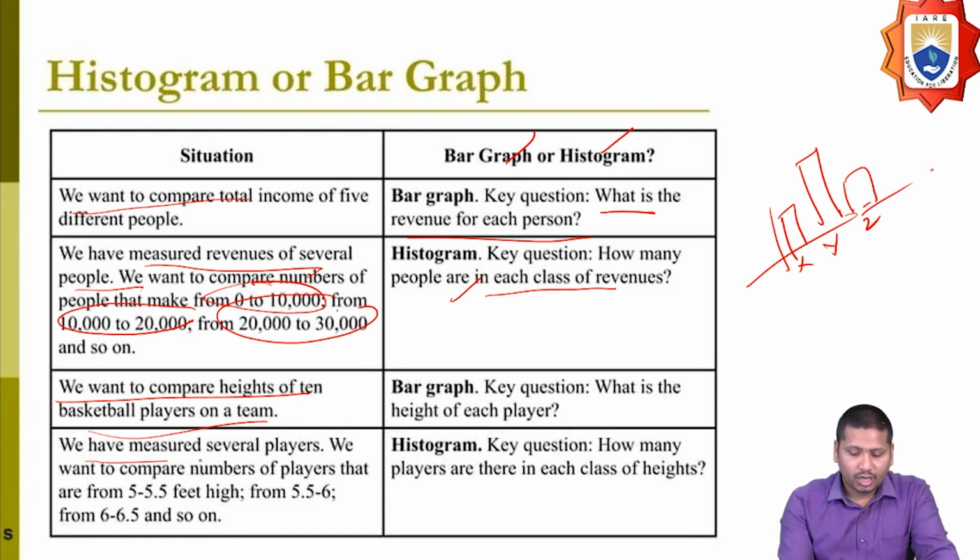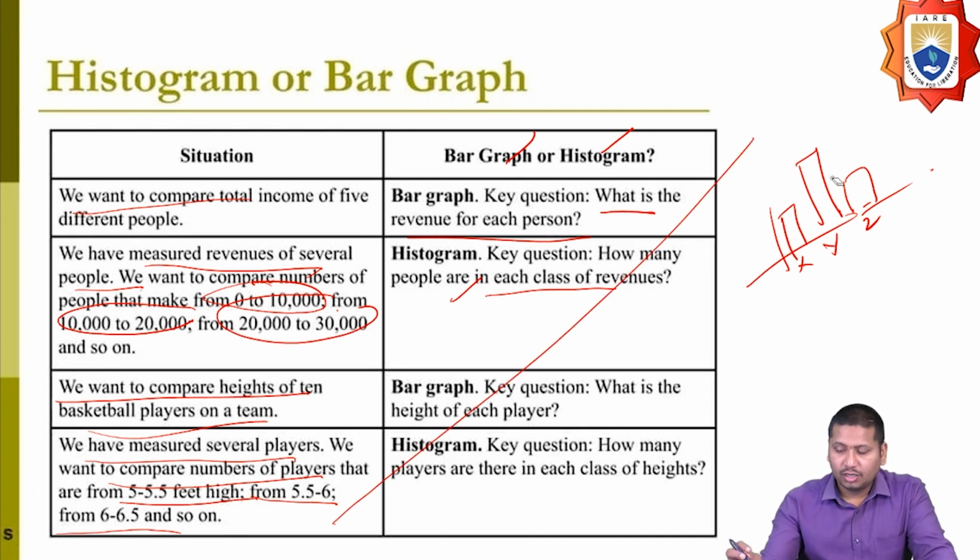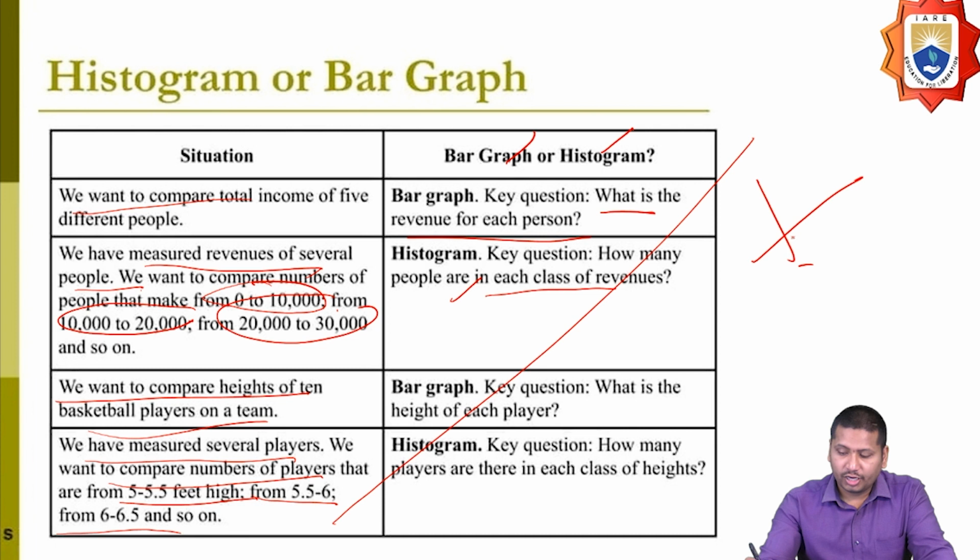Suppose we have measured several players. We want to compare the number of players from 5 to 5.5 feet in height, from 5.5 to 6, and from 6 to 6.5. So here is the histogram for the solution. In between 5 to 5.5, 5.5 to 6, and 6 to 6.5.